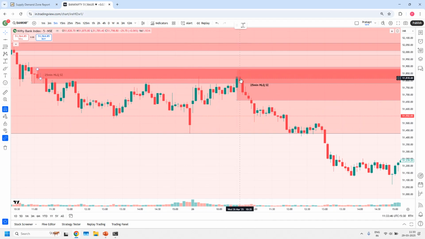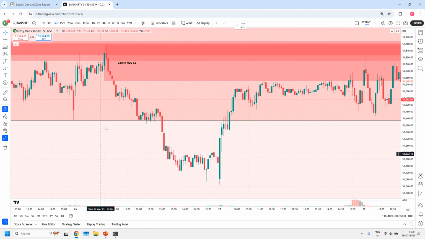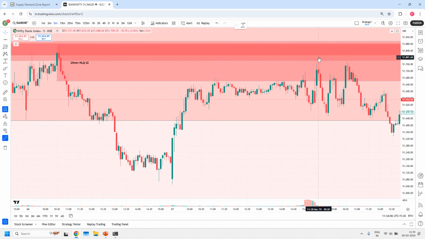This is the third one at the time of this 25 minutes HLQ zone, LOTL zone creation. Actually, this is the origin. This is the area you should focus, this fine-tuned 5-minute zone. How much profit it has given you? Huge profit, right? This is the one. And this is the one.